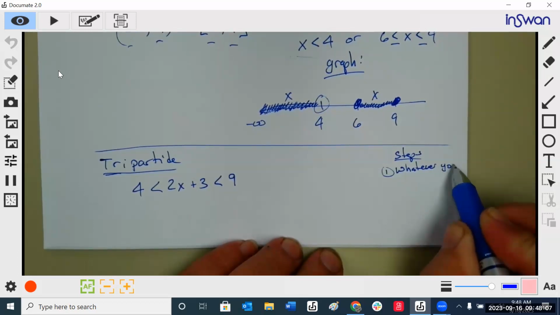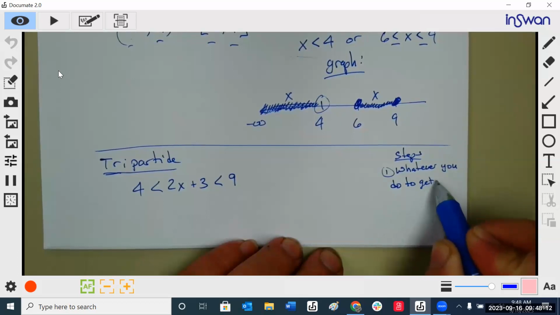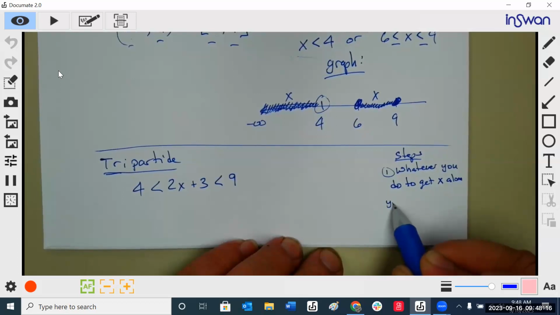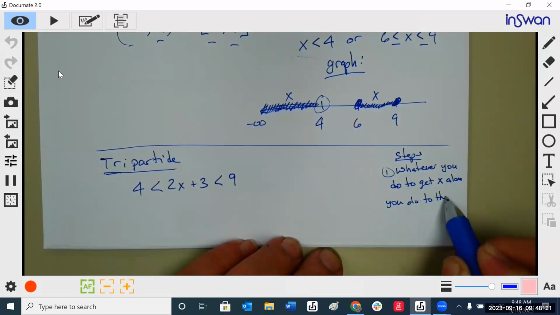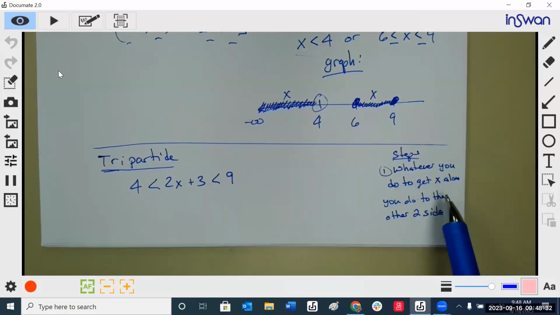Whatever you do to get X alone, you do to the other 2 sides. It's really one step. Whatever you do to get the X alone in the middle, you do to the outsides. So what's your first step?